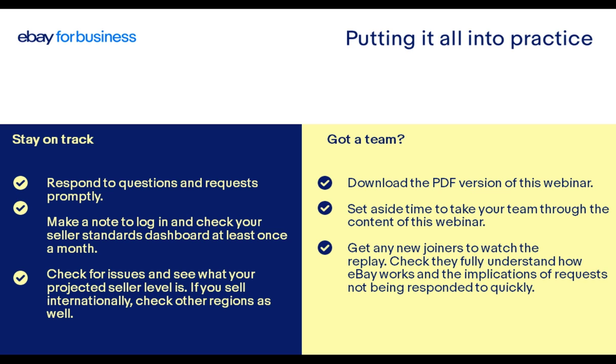Do take some time to take your team through the content of this webinar so that they understand the implications of getting a defect or things being marked as late, or what sort of impact this can have on your seller level. And if you have any new joiners, get them to watch the replay of the webinar. Make sure they understand how eBay works and the implications of requests not being responded to quickly, so that if they look at your inbox and they see that there's a return request, they don't think, oh, I'm finishing work soon, I'll let somebody else deal with that in the morning, that they understand that it is really important that they deal with it there and then.